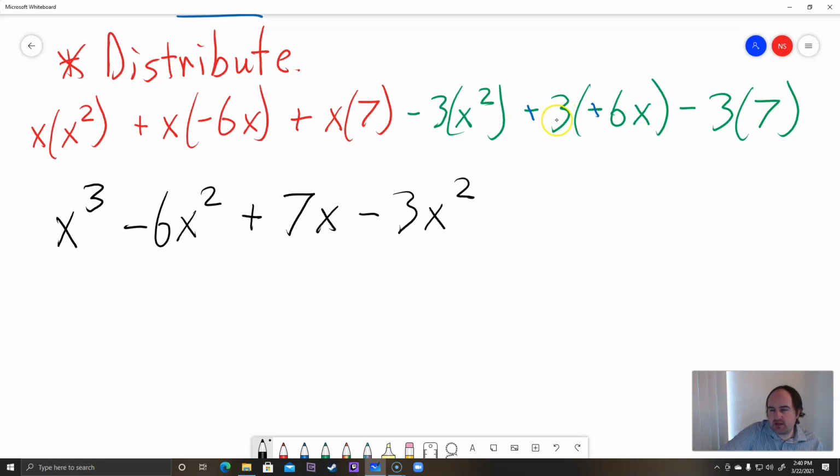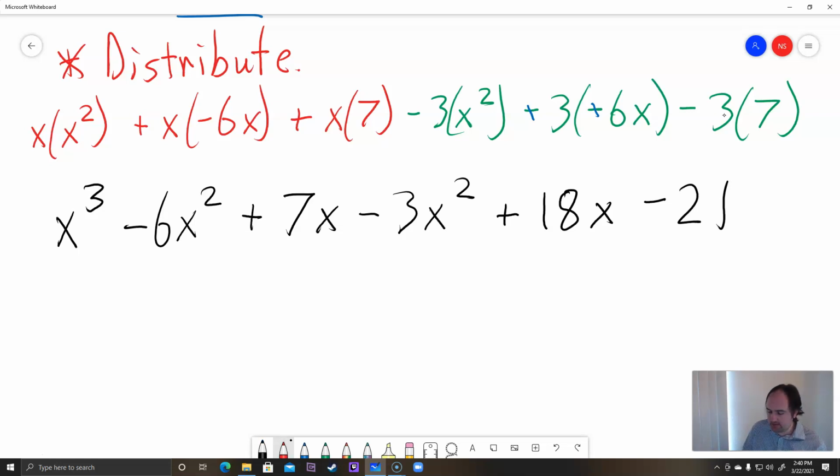So we get positive 3 times 6 is 18x, so we have plus 18x. And for the very last term, negative 3 times 7 is negative 21. So we have x cubed minus 6x squared plus 7x minus 3x squared plus 18x minus 21. And now we can combine like terms.